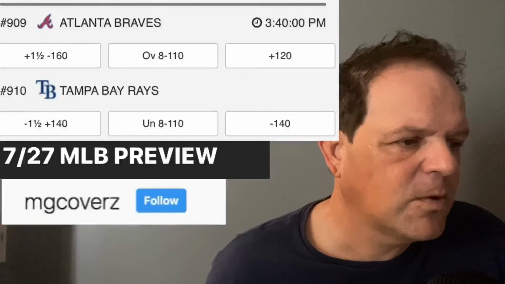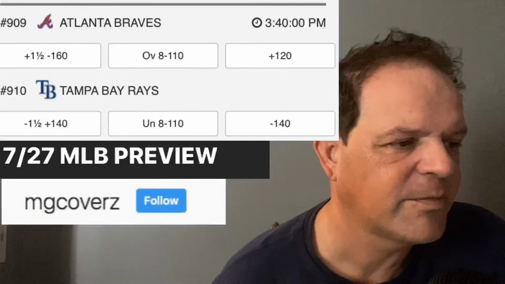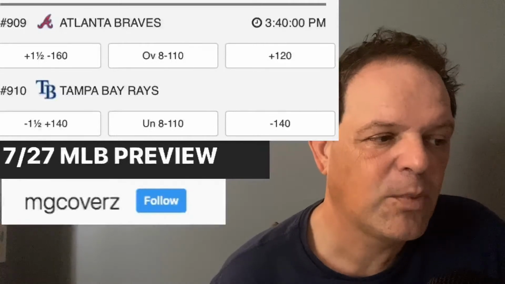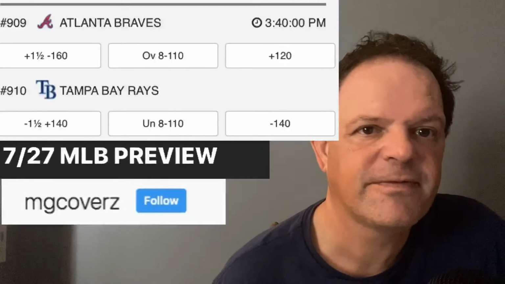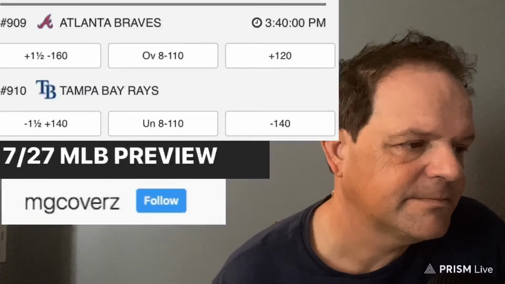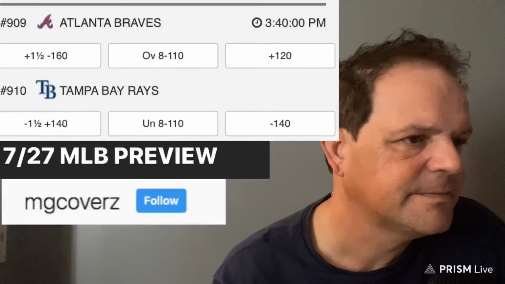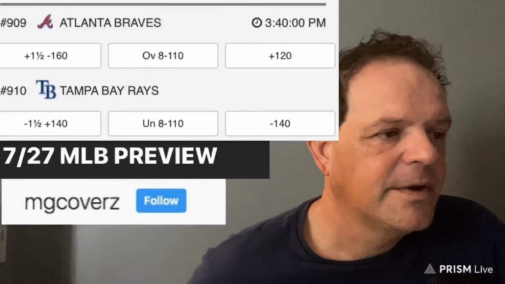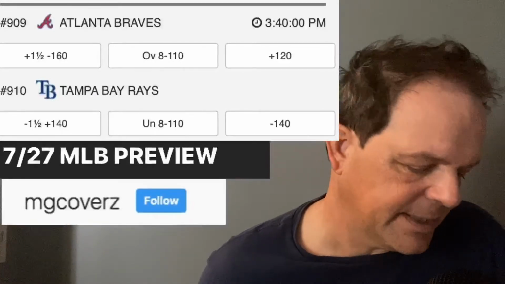In this matchup, we have Folkenevitz on the mound for the Braves. Not bad last year, definitely improving. 8-6, 4.54 ERA, had 105 strikeouts last season. And Tampa Bay is sending their, quote, ace to the mound, Tyler Glasnow.